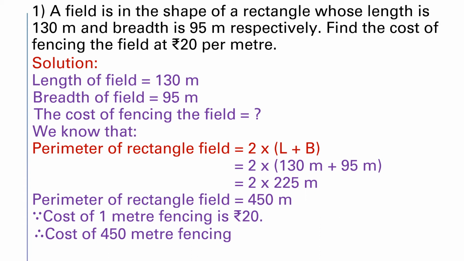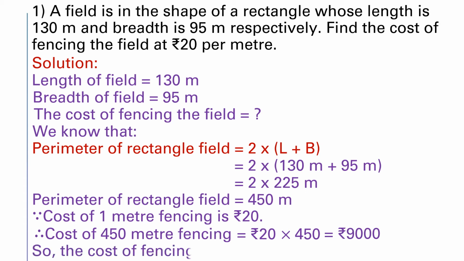What we have to do? Yes, multiplication. So write down rupees 20 multiplied by 450. Now do the multiplication. We get rupees 9,000. So the cost of fencing the field is rupees 9,000.